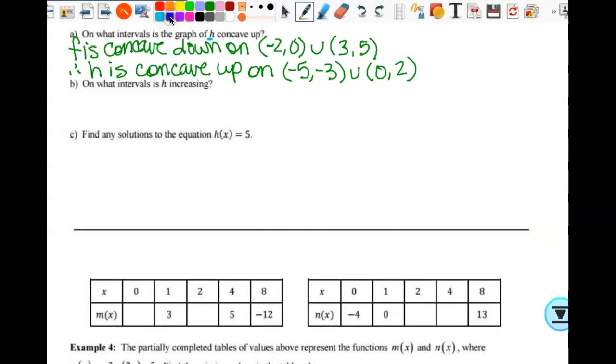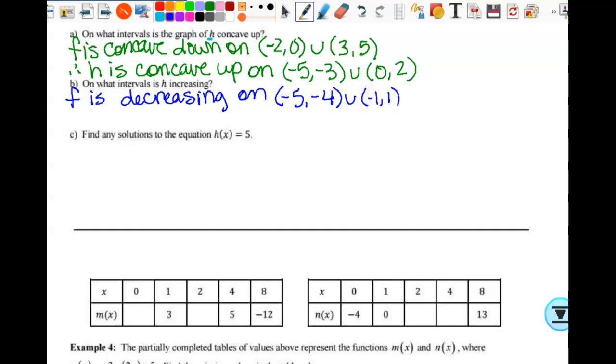Let's go back over here. And I can say H is, not H, sorry, F is decreasing. Oh, Lord have mercy. F is decreasing. That's what we have to look at first. On, it's decreasing from -5 to -4. From -1 to 1, and from 4 to 5.